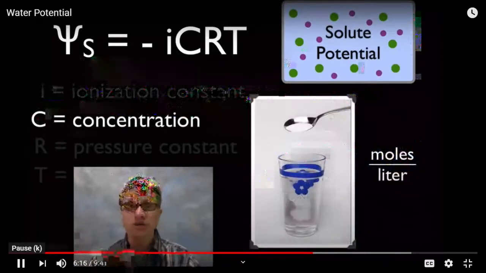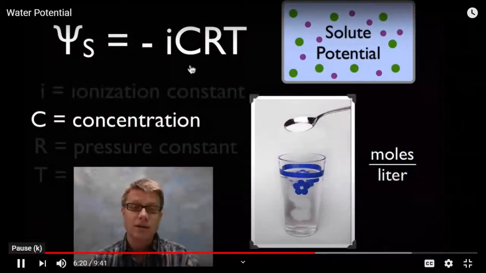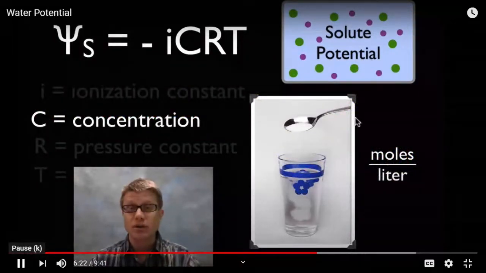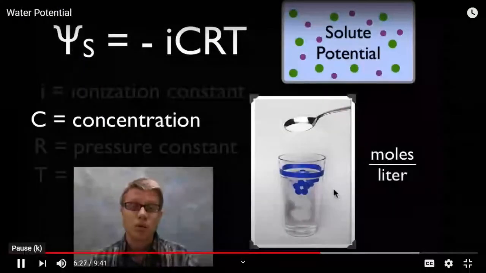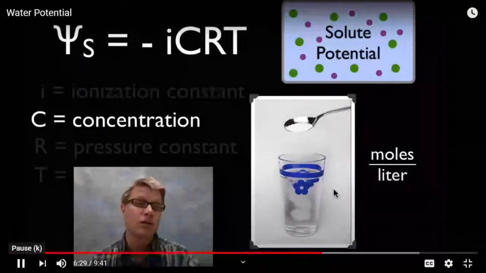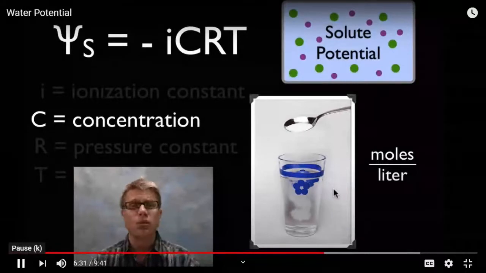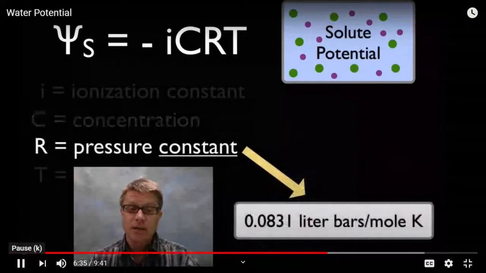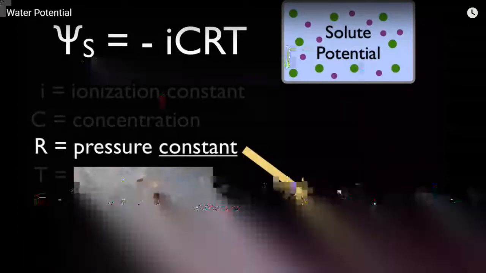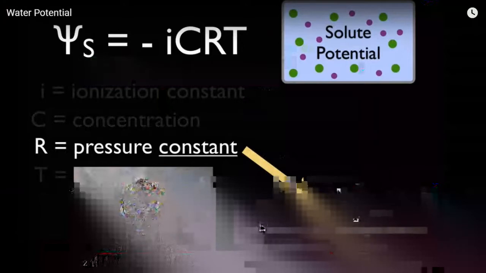Obviously, the more of the stuff we add to the water, that's going to decrease the solute potential. And so moles per liter is going to be what we measure for C. And so if you add the molarity, let's say something is a 1 molar solution, that means there's 1 mole per liter. Next thing we have in our equation is the pressure constant. Pressure constant's just that. It's always going to be the exact same thing, and it's always going to be 0.0831. When you memorize it, these units at the end are going to be important as we solve a quick problem.